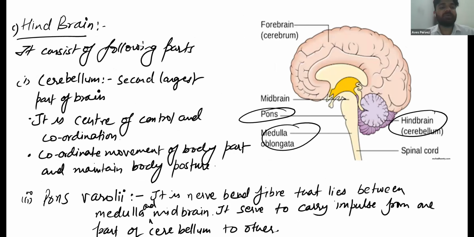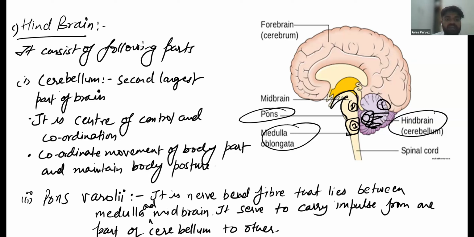Okay. So let's move to the third part of the brain, that is the hindbrain. Like the forebrain, the hindbrain consists of three parts. The forebrain has the olfactory lobe, the cerebrum or cerebral hemisphere, and the diencephalon. Similarly, the hindbrain is also consisting of three parts. This one is the hindbrain, and it consists of this region, this portion, and this portion. First portion, second portion, and third portion.